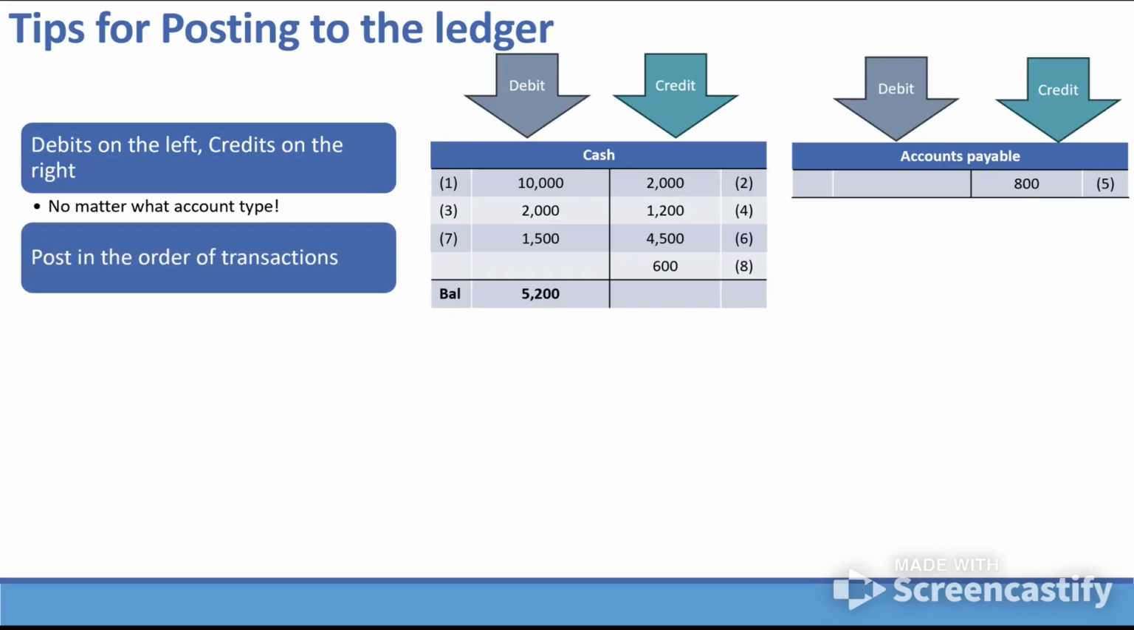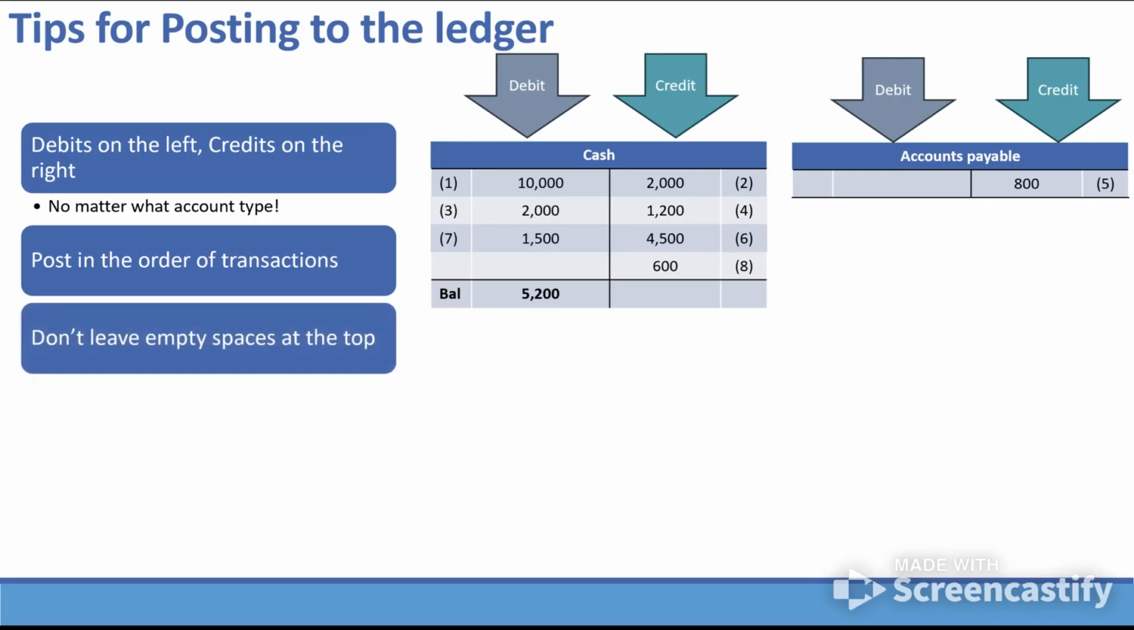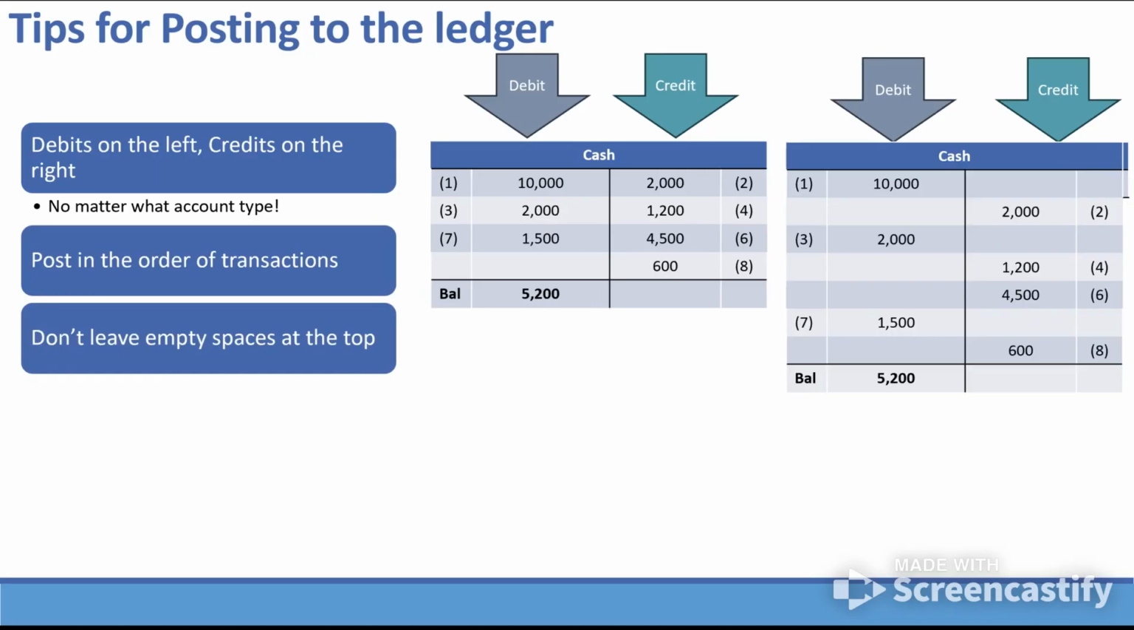We also want to make sure we're posting in order. Notice how I went through each transaction in order and posted it. My cash account is in order. Even though debits are on the left, credits are on the right, they're still in the order that they occurred. We also don't leave empty spaces at the top. Notice that my cash account does not have holes in it. Everything is pushed to the top of the account. Any holes you may have because there's more debits or credits in an account will be down towards the bottom.